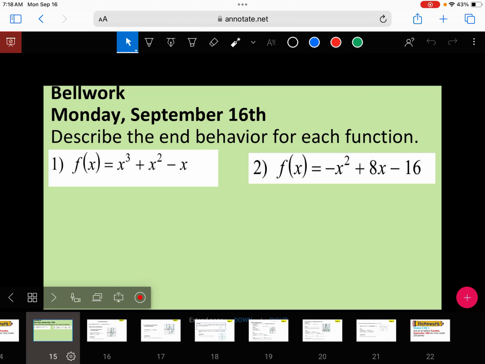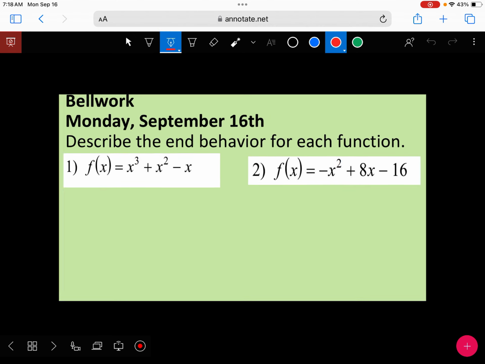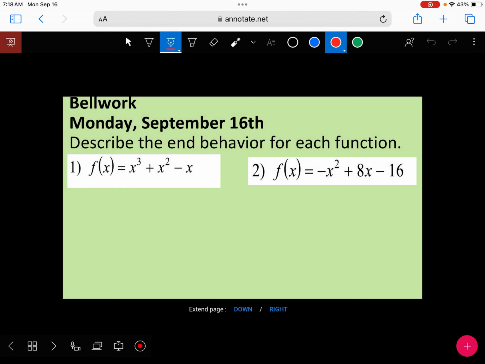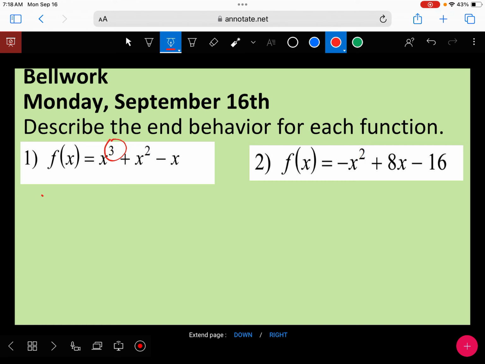Our degree for number 1? What's the highest exponent for number 1? 3. Does everybody see that? That 3 is our highest exponent. So our degree is 3. Is 3 an odd number or even number? Odd. So our degree is odd, which tells me right there that I have opposite arrows.